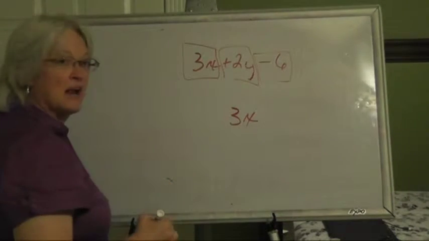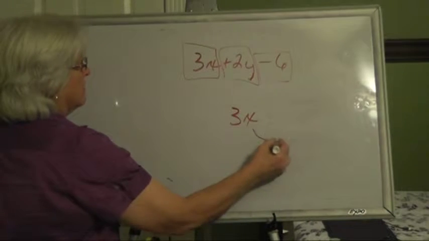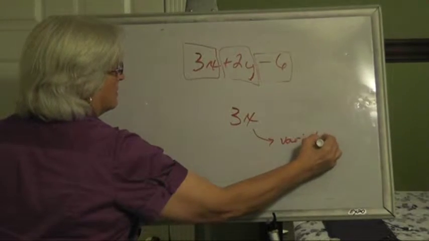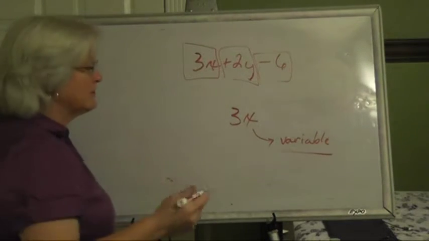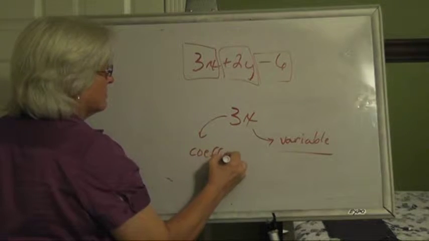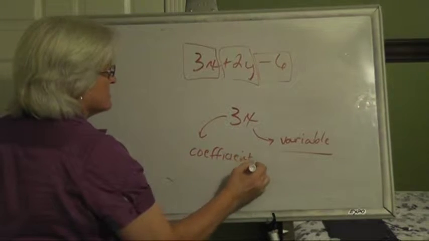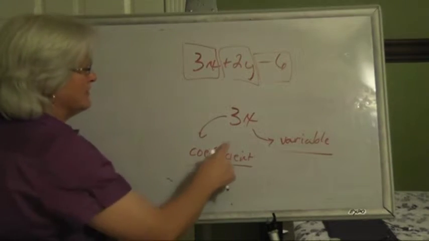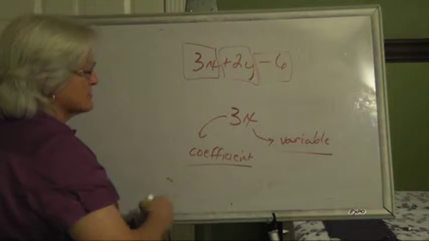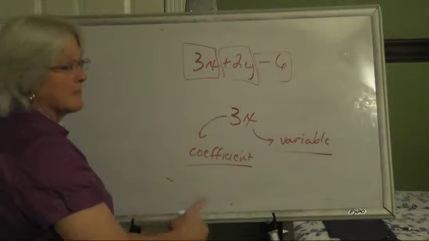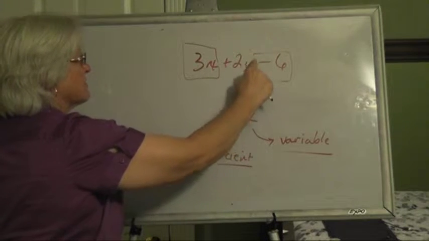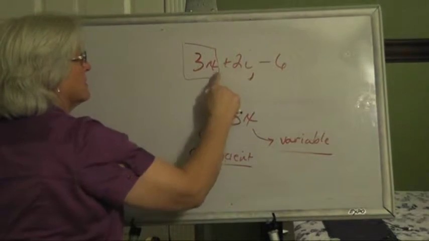This is an algebraic expression. The letter is called the variable, and the number in front of that variable is called the coefficient. It is essential that you understand that the coefficient is a number that's bumped right up against the variable. This says 3 times x. 3 is the coefficient. X is the variable. And this expression right here has 3 separate terms in it.